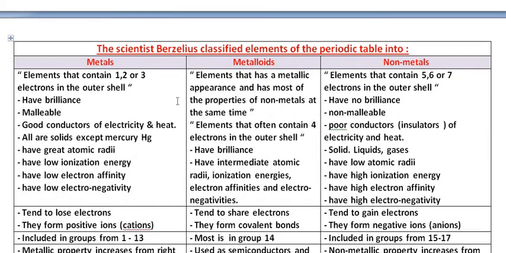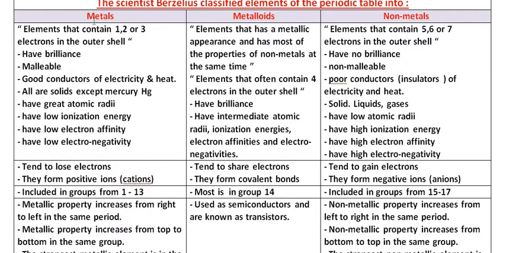So the scientist Berzelius classified elements into 3 main groups: metals, non-metals, and metalloids. Metals on the left-hand side of the periodic table, non-metals on the right, metalloids in the middle. Metals are characterized by having 1, 2 or 3 electrons in the outermost energy level, but non-metals contain 5, 6 or 7 electrons in the outermost energy level. The metals have brilliance, are malleable, good conductors of electricity, all solids except mercury.